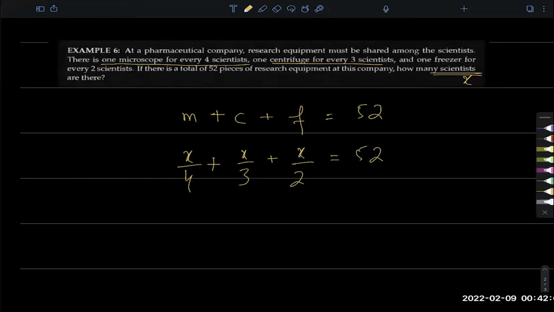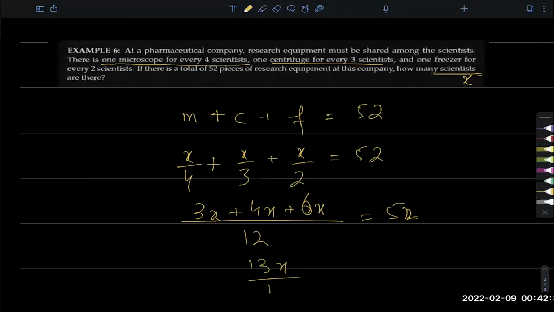Take the LCM of this and then cross multiply, and we will get the answer for x, and then divide by 3 at the end. Yeah, exactly. So take the LCM, 4 times 3 is 12. 12 is the LCM. Okay. So that gives me 3x plus 4x plus 6x equal to 52. That gives me 13x over 12 equal to 52.